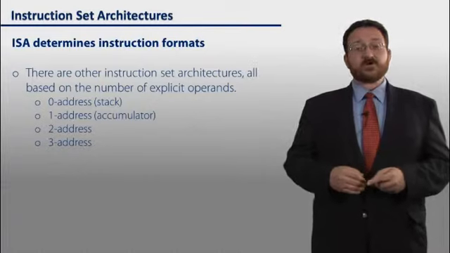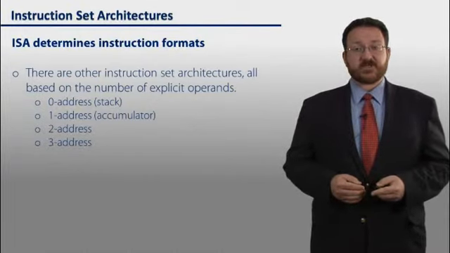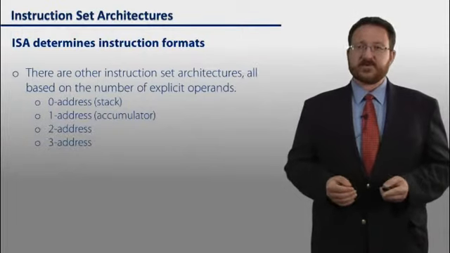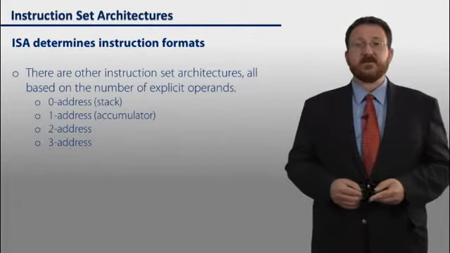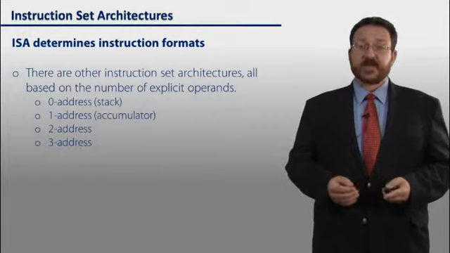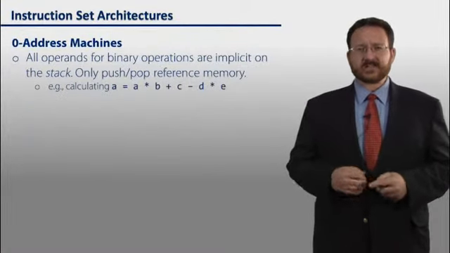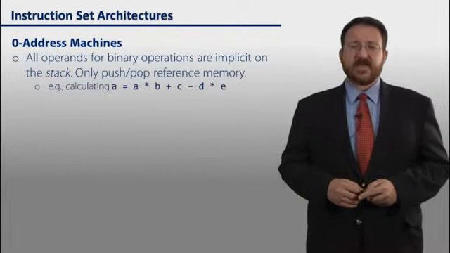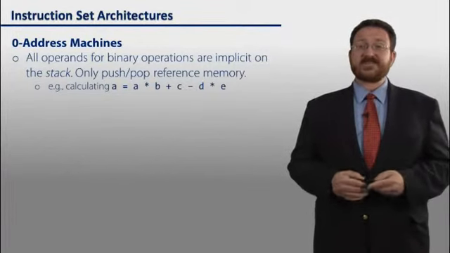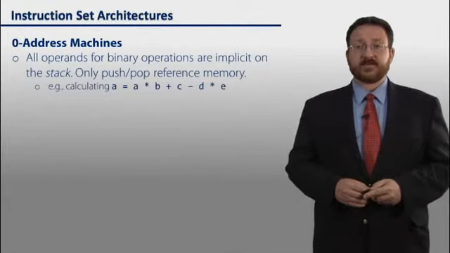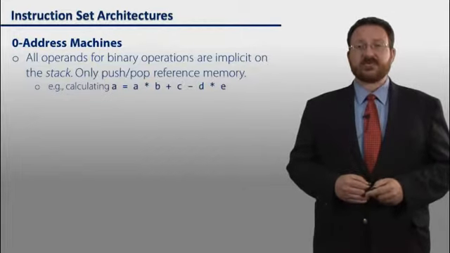However, we can also talk about zero-address machines in which we specify none of the operands. They're all implicit. There are one-address machines that we've seen, such as the accumulator, and two-address and three-address machines where everything is explicitly given. Let's take a look at a zero-address machine. In a zero-address machine, also known as a stack-based machine, all of the operands are implicit. All operands come from the stack and all results go back to the stack.